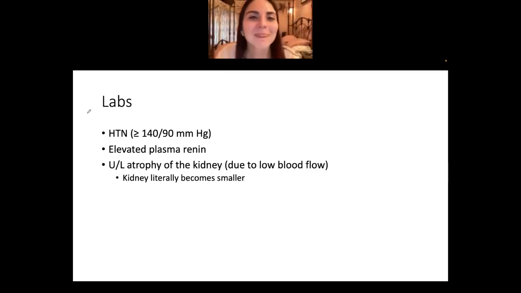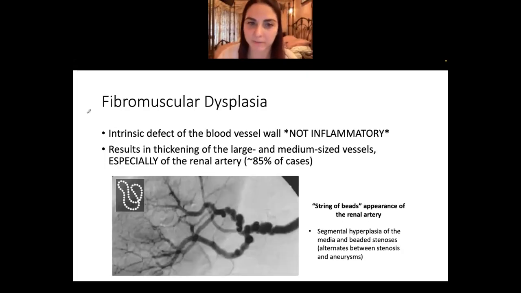Okay, so how do you diagnose hypertension? So we have the diagnostic. We know it's greater than or equal to 140/90. You're also going to get that elevated plasma renin. So again, that would be your secondary hypertension with the renal artery stenosis. So elevated plasma renin. And then you're also going to get unilateral atrophy of the kidney. So remember, the kidney literally can become smaller if it's losing blood flow. And again, you might not even know this is happening because the other kidney kind of makes up for it.